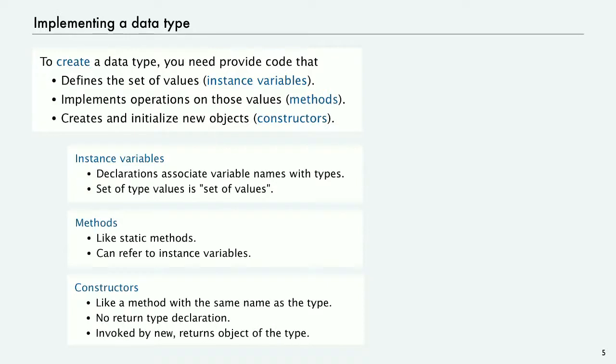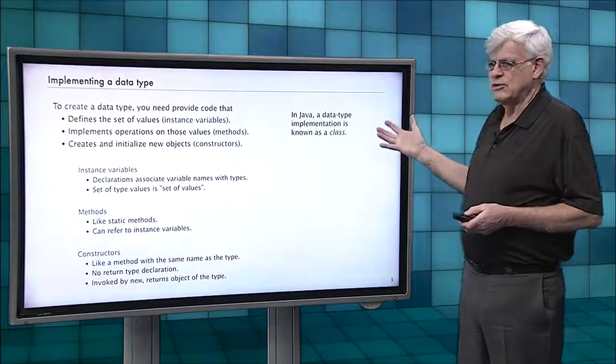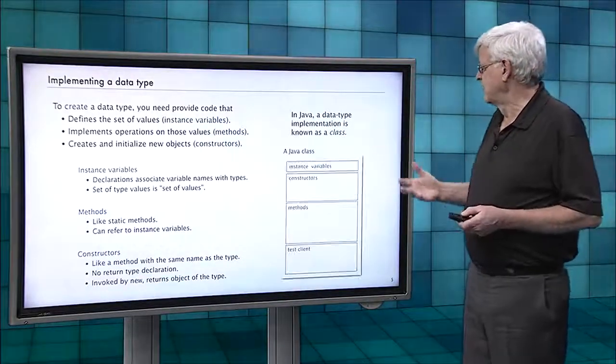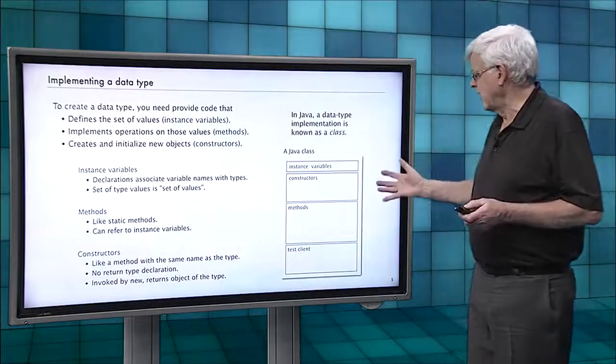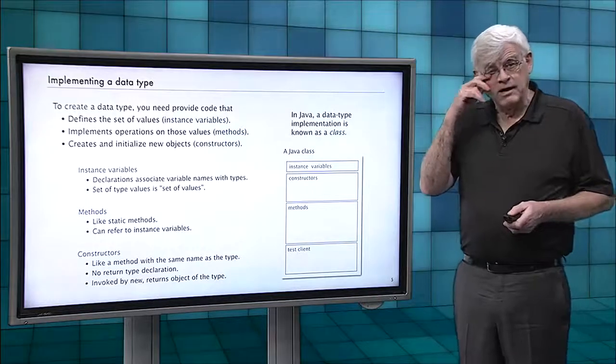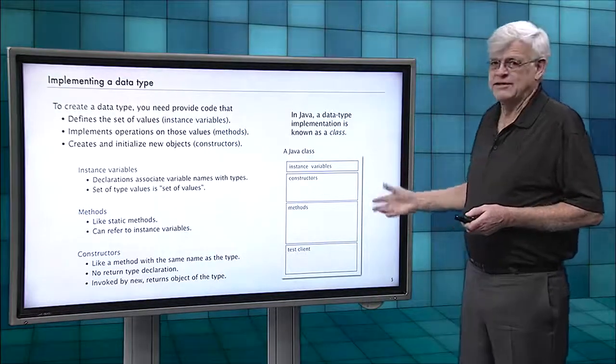The constructor, by the way, is invoked by the new keyword in Java, and it returns an object of the type. In Java, all of this put together is known as a class. And so our Java classes that we consider are all going to have this basic structure. For every data type that we implement, we'll look at it exactly in this framework.